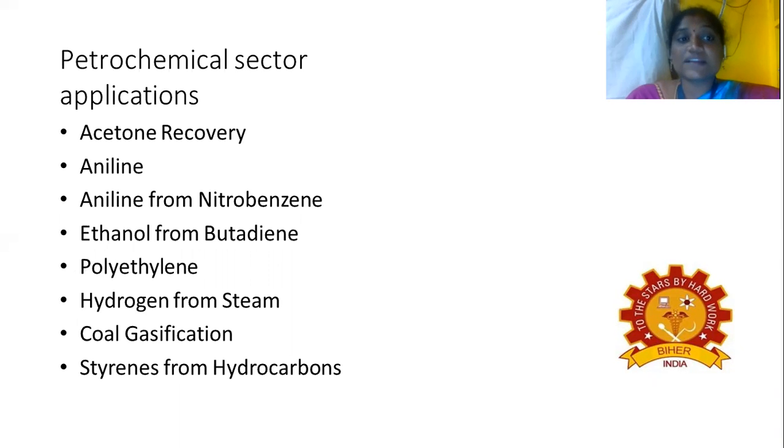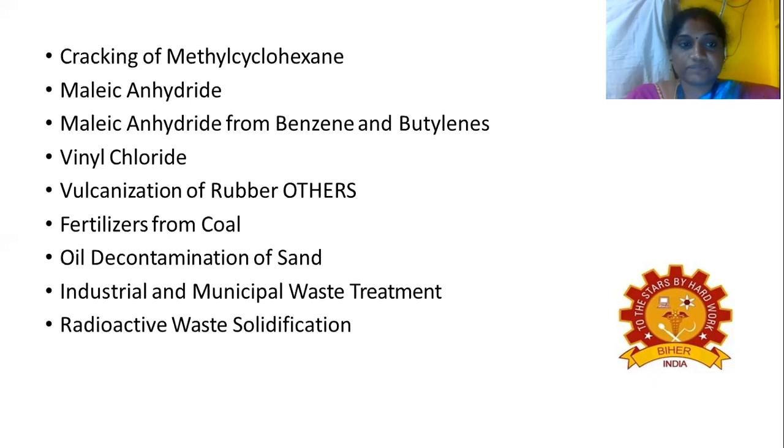And so petrochemical sector applications. They are needed for acetone recovery, aniline from nitrobenzene, ethanol from butadiene, polyethylene, hydrogen from steam, coal gasification, styrene from hydrocarbons. They're also needed for cracking of methyl cyclohexane, maleic anhydride from benzene and butylenes, vinyl chloride, vulcanization of rubbers, fertilizers from coal, oil decontamination of sand, industrial and municipal waste treatment, and radioactive waste solidification. So they have many applications in the petroleum sectors.